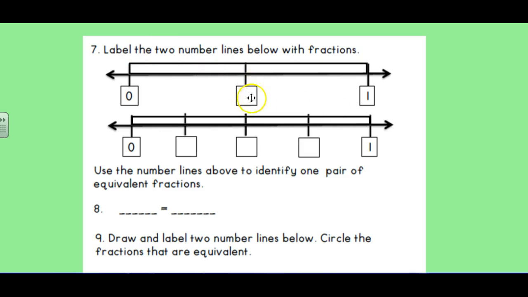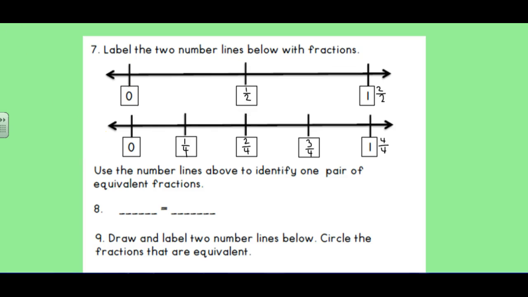So once again, for these two number lines, I want you to go ahead and fill in the fractions for these boxes, and then we're going to push play whenever we need to find the equivalent fractions. Okay, so your number lines are going to look like this. And all it says is use the number lines above to identify one pair of equivalent fractions. So on the line for number 8, I want you looking on your number lines and figuring out what pair of fractions could be equivalent. And I want you to write those on number 8.